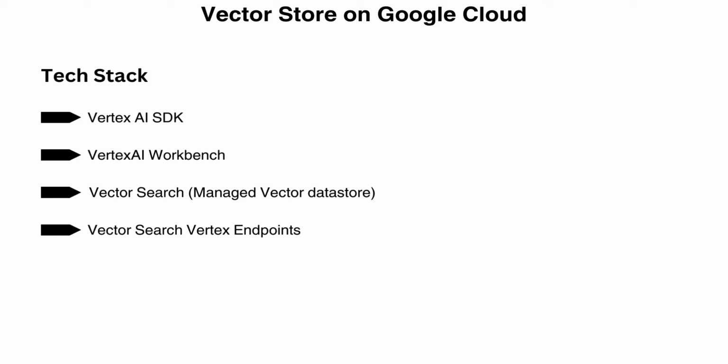Now, for the tech stack, we'll be using Vertex AI with Python SDK, and the code execution will happen on a Jupyter notebook inside Vertex AI Workbench. We'll be using Google's Vector Search, which is a managed service on Google Cloud. And since Vector Search is part of the Vertex AI ecosystem, we'll be creating the vector indexes and the endpoints inside Vertex AI using the Vertex SDK for Python.